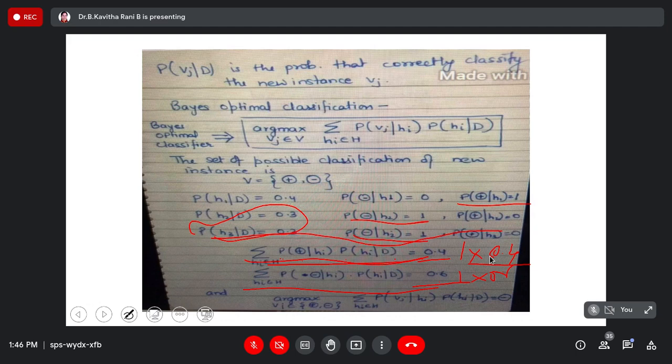According to our formula, arg max of vi belongs to positive, negative, that is equal to sigma of hi belongs to H, P of vj by hi, P of hi by D, that is equal to positive.